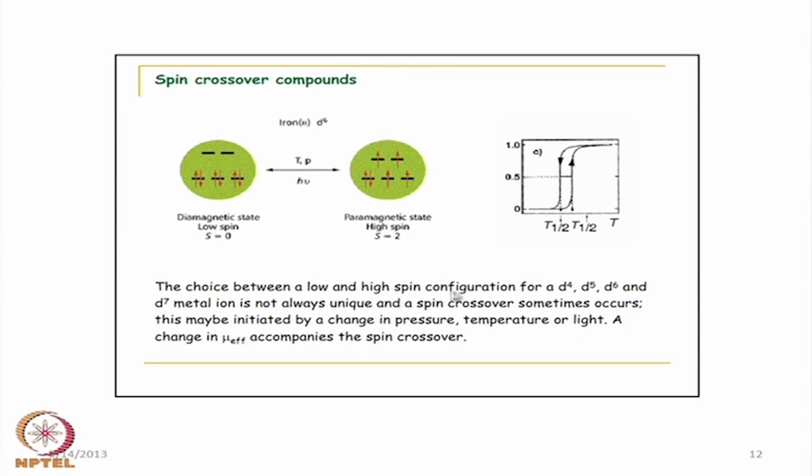So, the choice between the low and high spin configuration for d4, d5, d6 and d7 metal ions, which can have both situations, the high spin and the low spin, is not always unique, and a spin crossover sometimes occurs. That means if we are not strictly getting a high spin d4 complex or a high spin d5 complex, we can get in the same situation the low spin analogues. This may be initiated by a change of pressure, temperature or light.